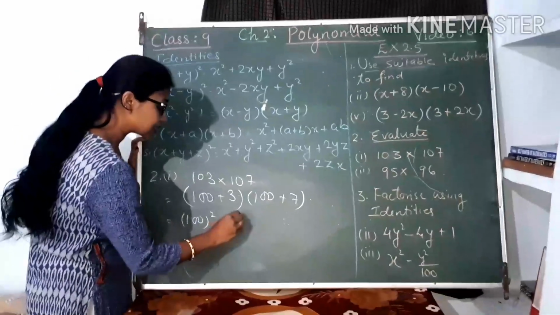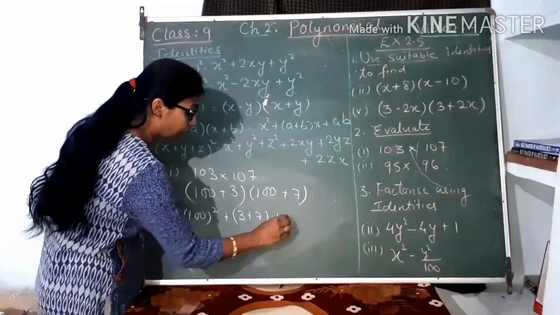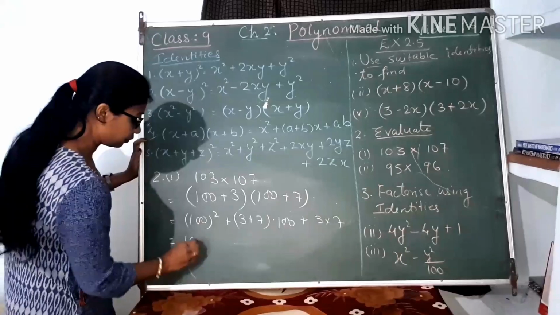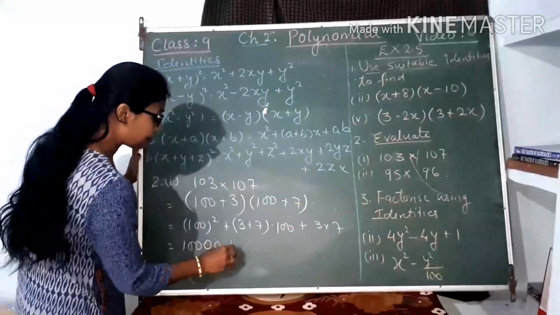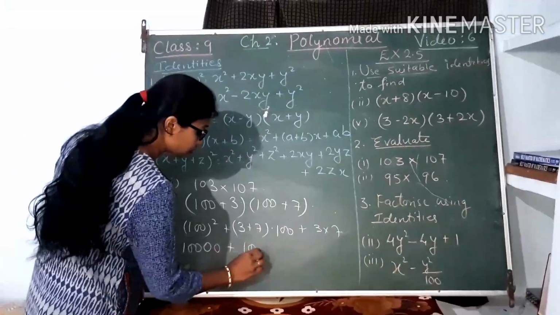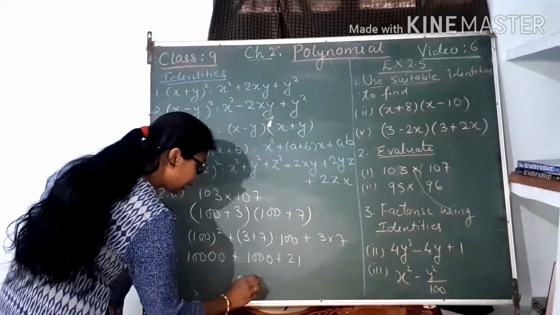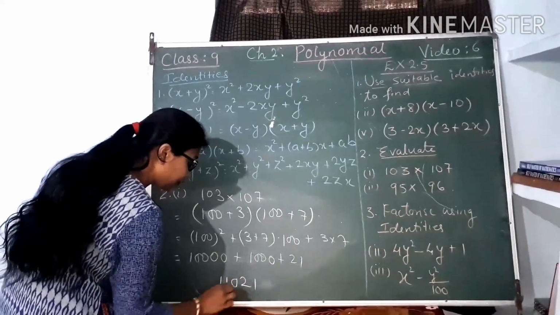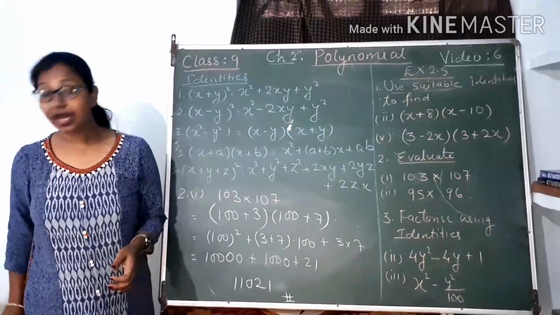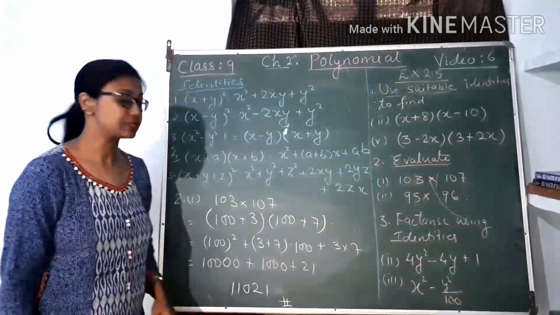100 square plus the sum of both the terms, (7 plus 3) into 100, plus 3 into 7. This gives you 10,000 plus 7 plus 3, 10. 10 into 100 gives you 1000, plus 21. If you add it, you will get 11021. Here is the answer number 2 first. In the same way, you can do various parts of this question, but I am going to solve the second part also.